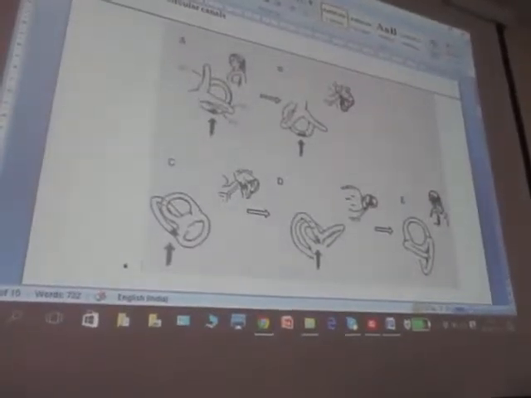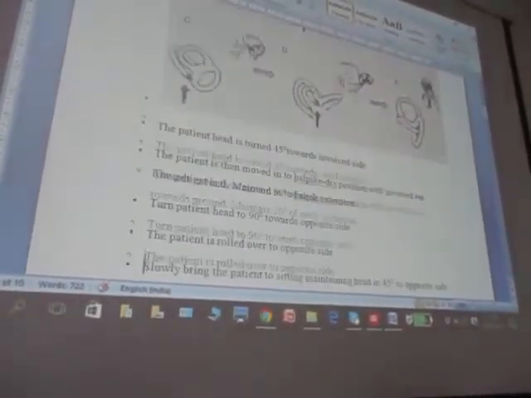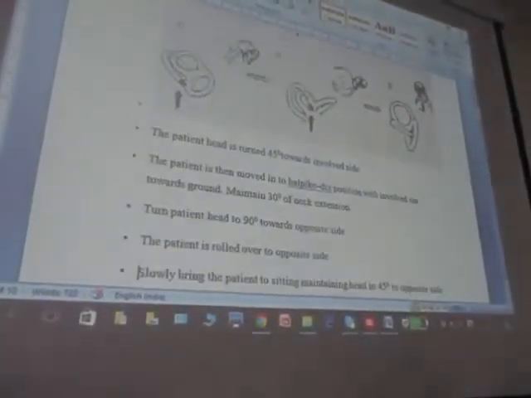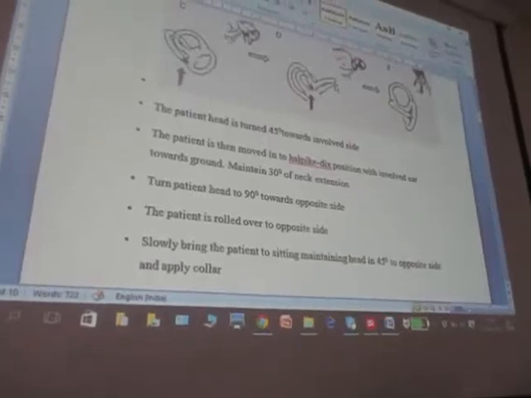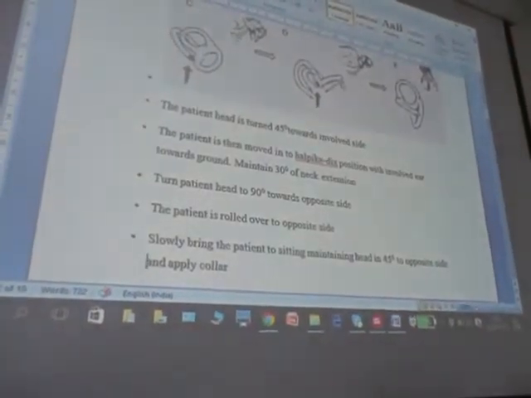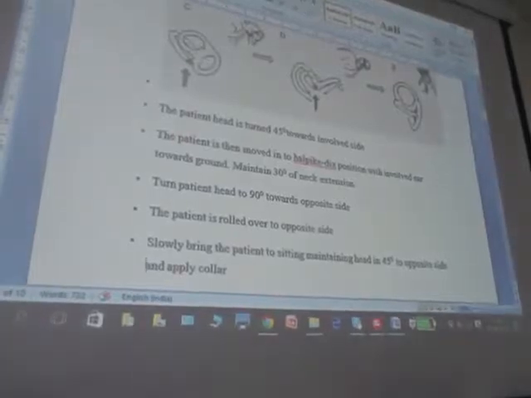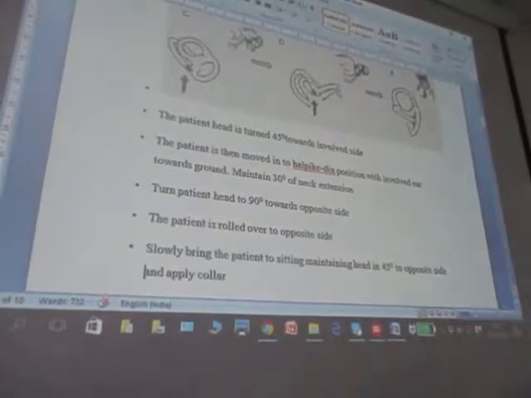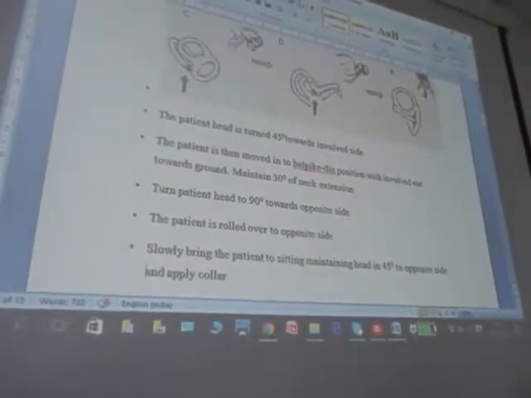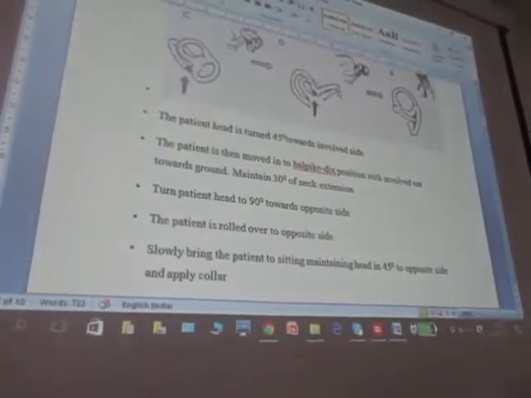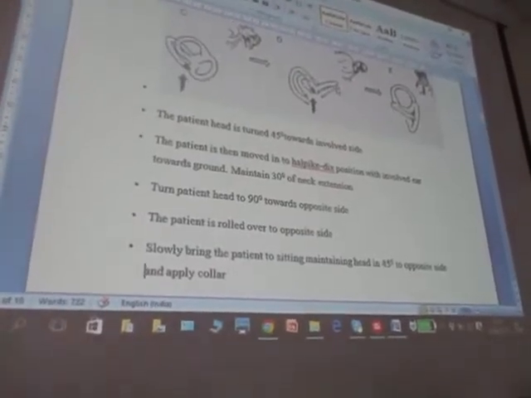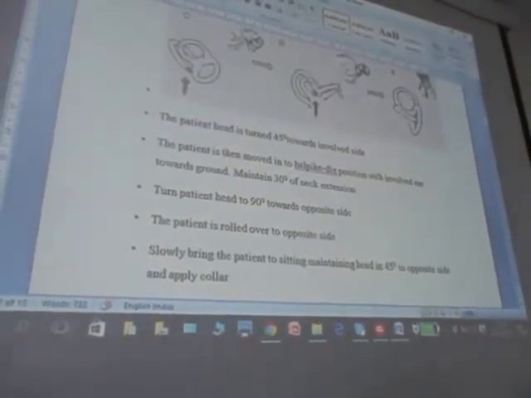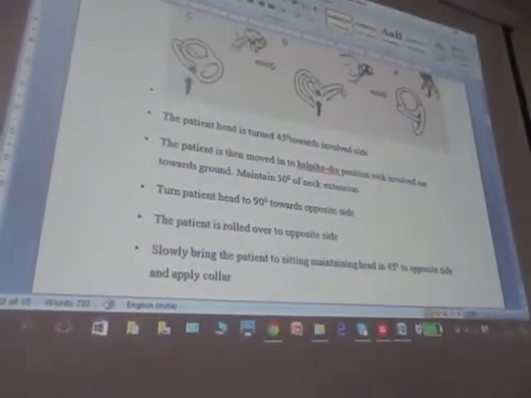canalith repositioning manoeuvre. I will just explain. There are two canalith repositioning manoeuvres, very important. The first one is for anterior or posterior semicircular canals. If there is any problem in the anterior or posterior semicircular canals, you will use this manoeuvre.